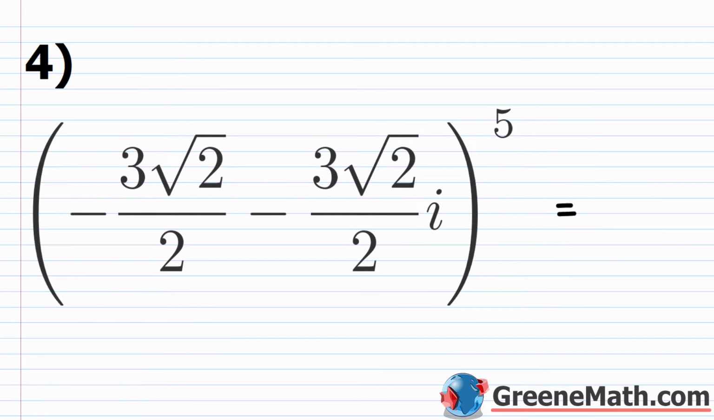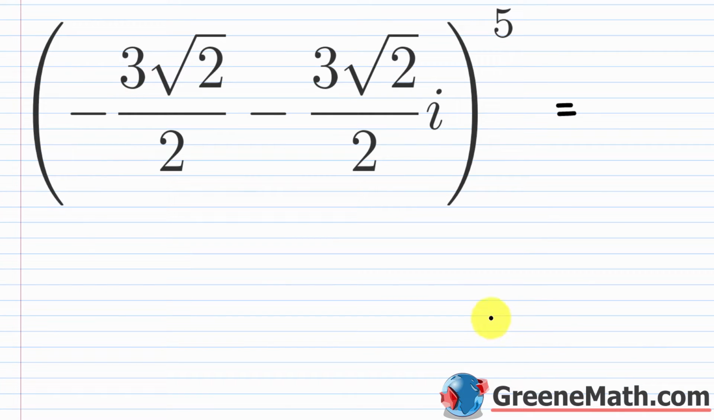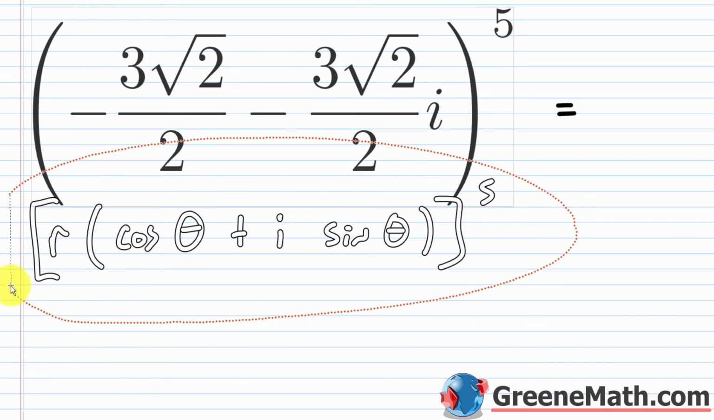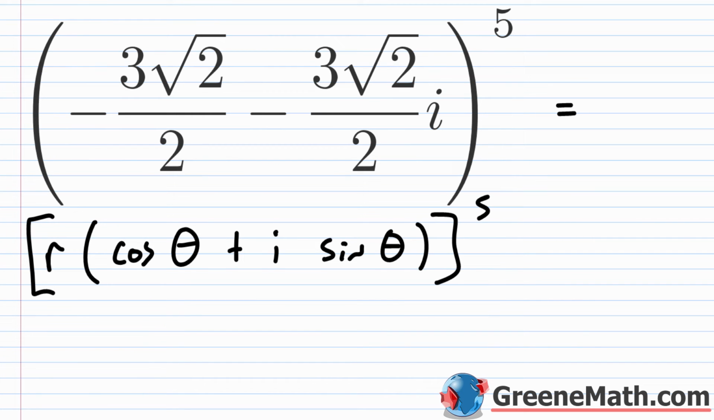Okay, let me put equals here, and let's drop down a bit. We're looking for r times the quantity cosine of theta plus i times the sine of theta, and then this whole thing here is raised to the 5th power. Let me actually slide this down just a little bit for formatting, and let me come down here. So first the r value, again, that's the absolute value of the complex number.